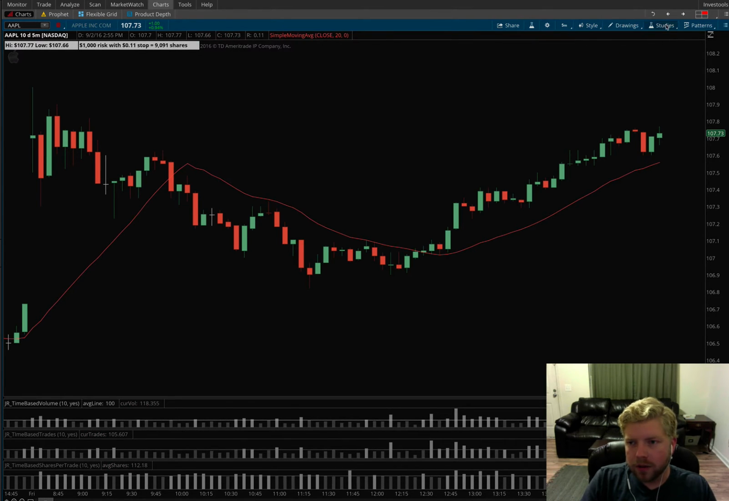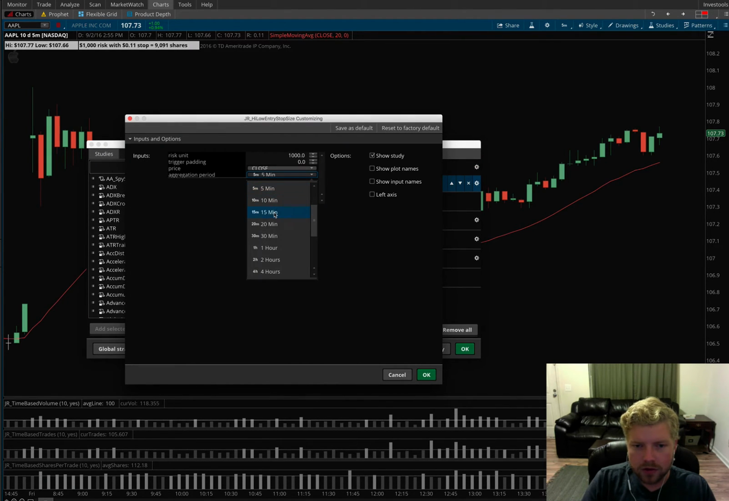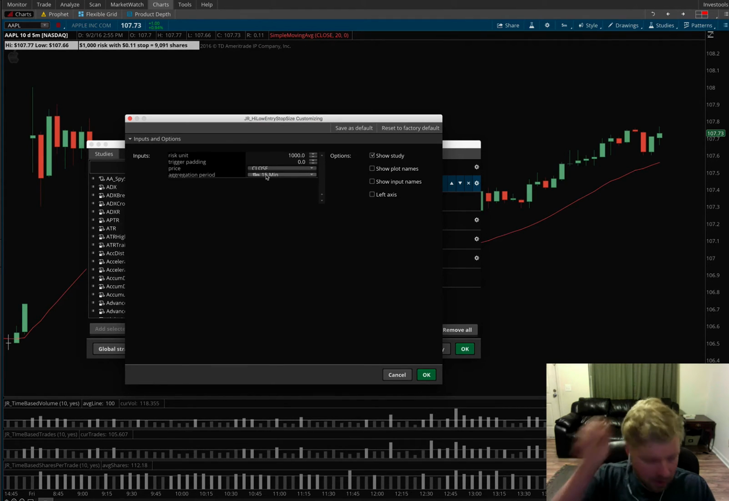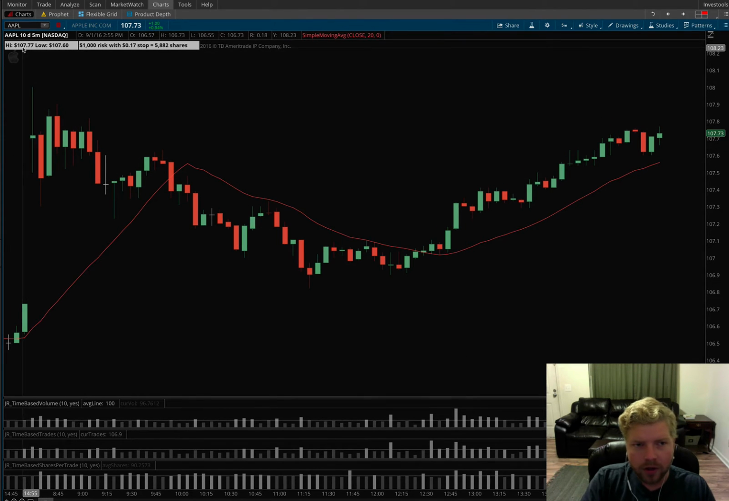Now, how I prefer to use this is to change it to a 15-minute aggregation period for determining entries. When I apply this, you'll see it has changed to 107.77 by 107.60. So it's saying the high of this candle, but the low of this candle instead of the low of this candle. We're looking at the low of this candle here.